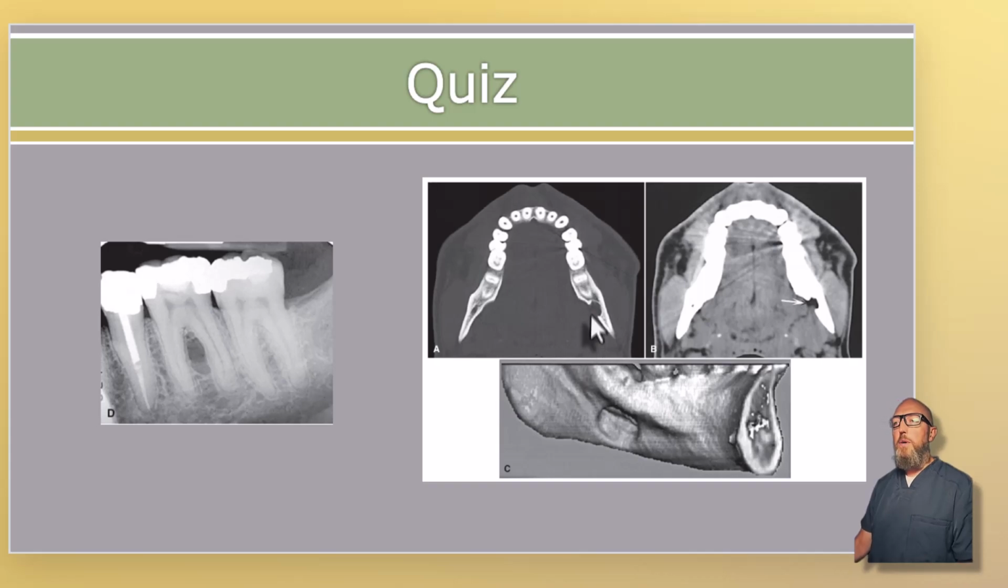All right, and what about this one? It's always better when you have the 3D view. You can appreciate the well-defined corticated outline. It's just a depression from the lingual surface, and it looks like really low density material in here. This is our salivary gland defect, our Stafne defect.